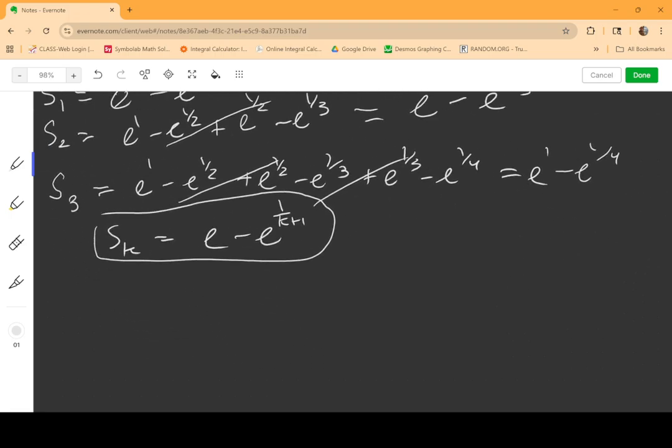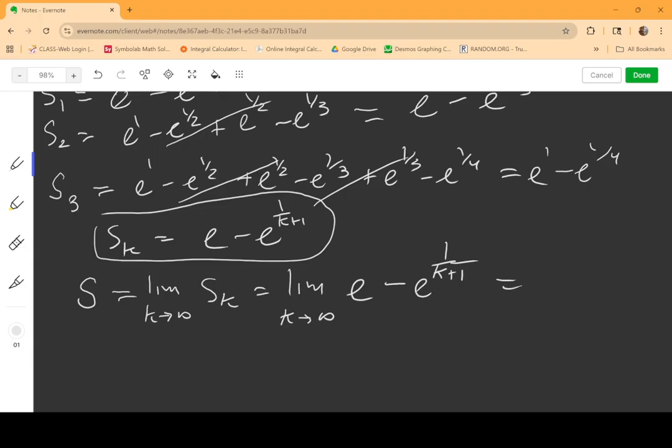All right, so now I can evaluate the sum. I could say here that the sum s is the limit as k goes to infinity of these k partial sums, which is the limit as k goes to infinity of e, which is just a constant, minus e to the 1 over k plus 1. And we see what's happening here. As k goes to infinity, this number 1 over a very large number is tending to 0.